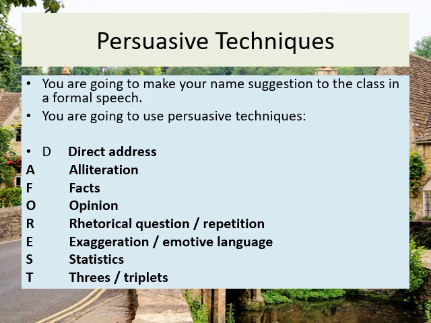Statistics are facts, but facts that are numbers that support your argument. And triplets or threes, when you say something is amazing, super, fantastic. Although that's the very basic way of doing it. Triplets is also delivering the information, supportive information, over the course of maybe a couple of clauses.